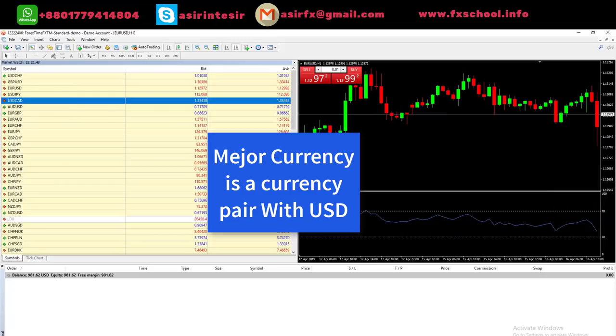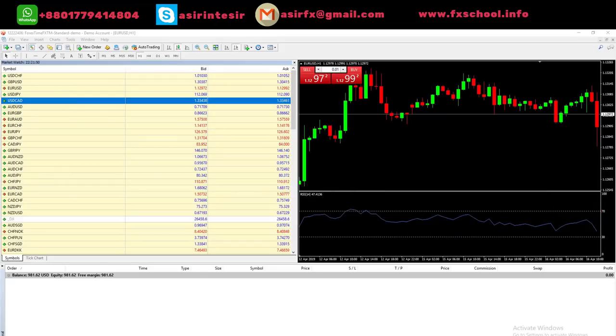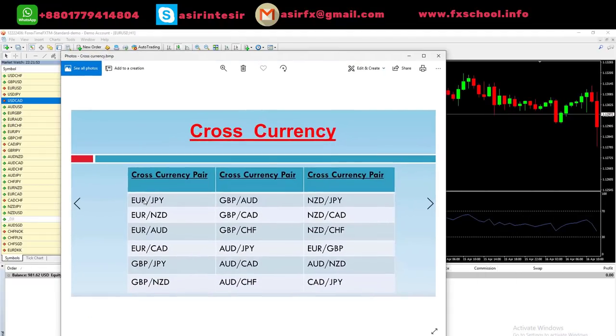Now the question is, what is a cross currency? Cross currency will be like Euro JPY, Euro NZD, Euro AUD. In those kinds of pairs there is no USD. So when you see a currency pair without USD, I mean the American dollar, it will be a cross currency pair. It's very easy to understand. When you see a currency pair with the USD, it will be a major currency. When you see a currency pair without USD, it will be a cross currency.